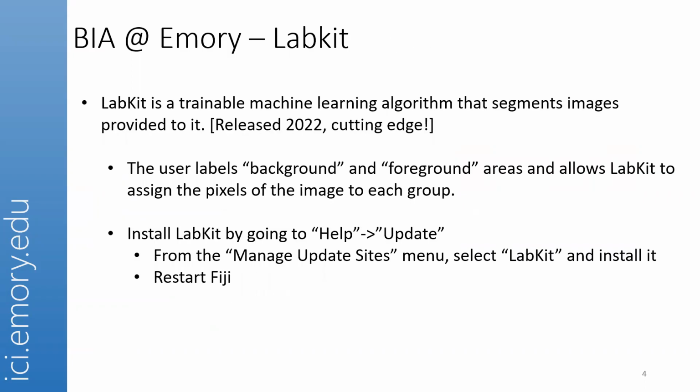So Labkit is, as a plugin for Fiji, very recent. The paper which detailed it and its function was released only last year. So this is some cutting edge stuff. It uses labels, which are labeling the background and the foreground. In this instance, background is not just areas without any signal or areas of noise, it's anything except for the structures you want to segment effectively.